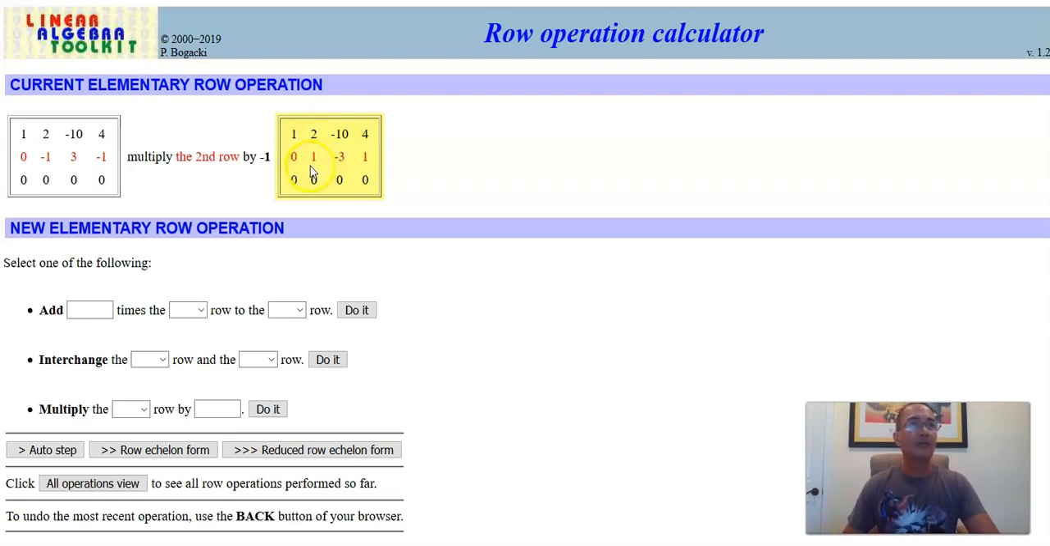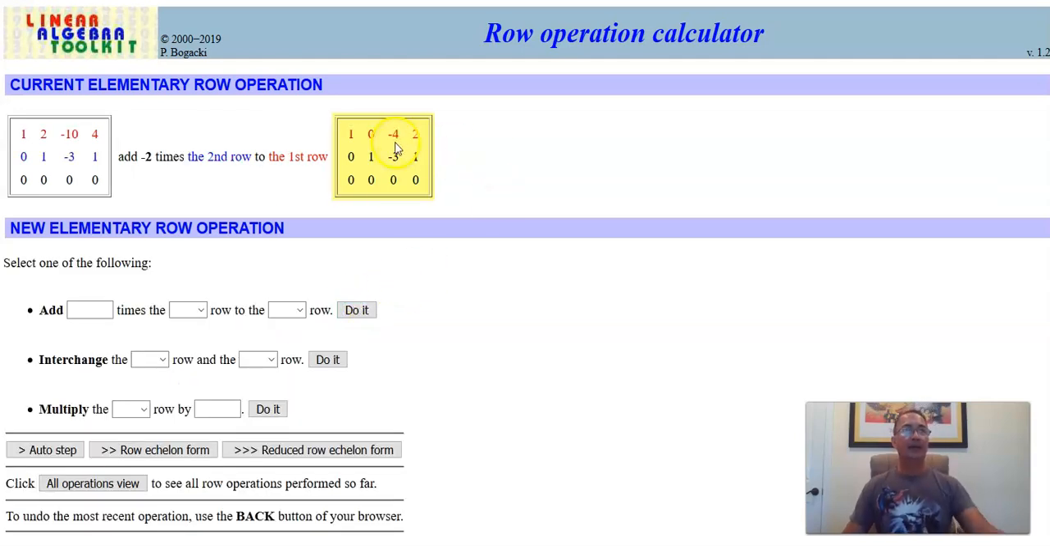So let us now multiply the second equation by -2, add it to the first equation. Add -2 times the second row to the first row. Okay, so there we go. We now have no y in the first row, but there's no equation that has only z in it. Okay, so what are we going to do?